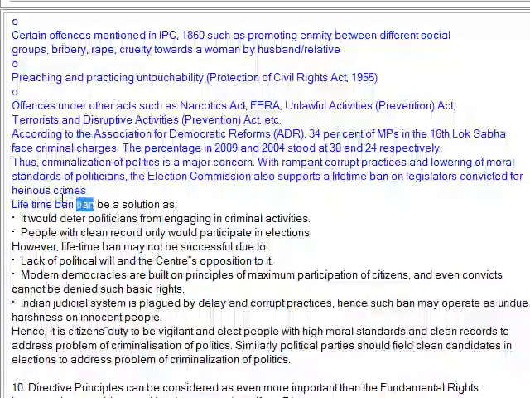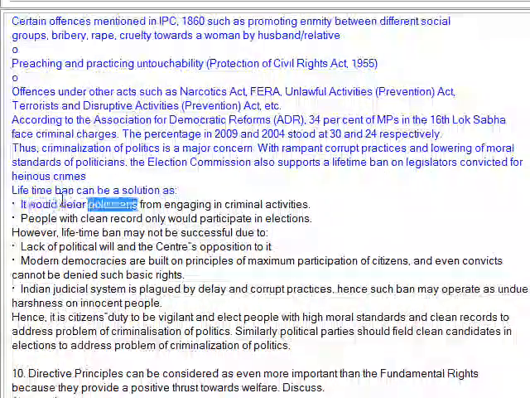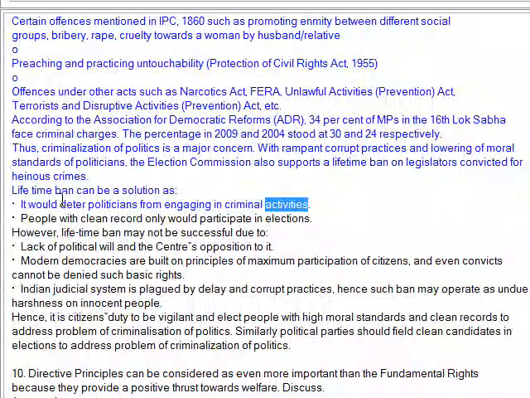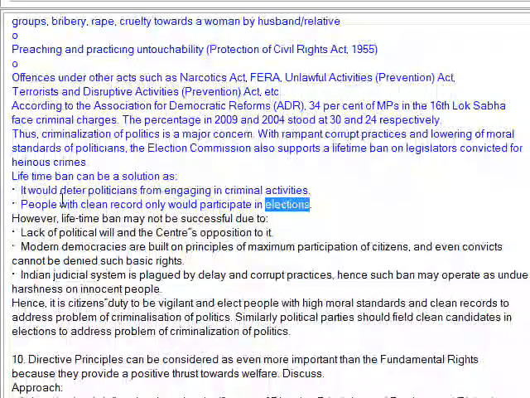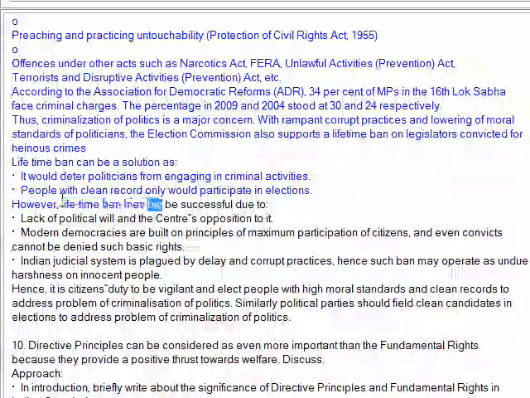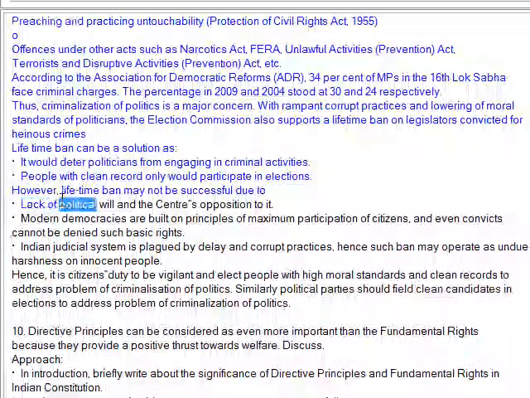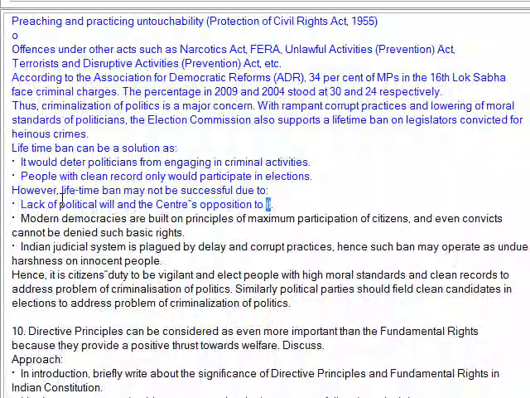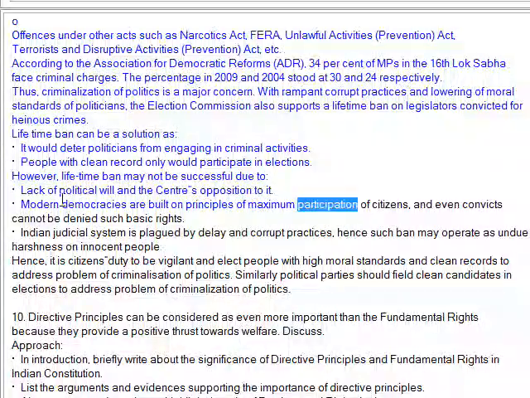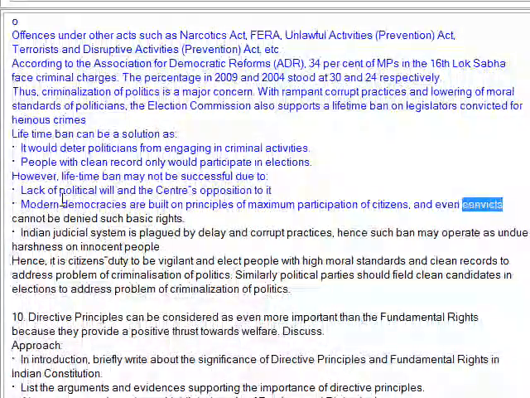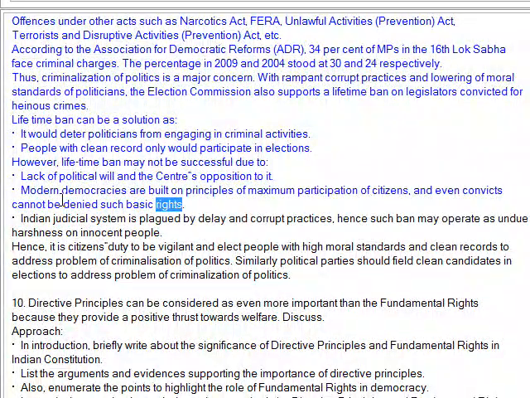A lifetime ban can be a solution as it would deter politicians from engaging in criminal activities. People with a clean record only would participate in elections. However, a lifetime ban may not be successful due to lack of political will and the Center's opposition to it. Modern democracies are built on principles of maximum participation of citizens, and even convicts cannot be denied such basic rights.